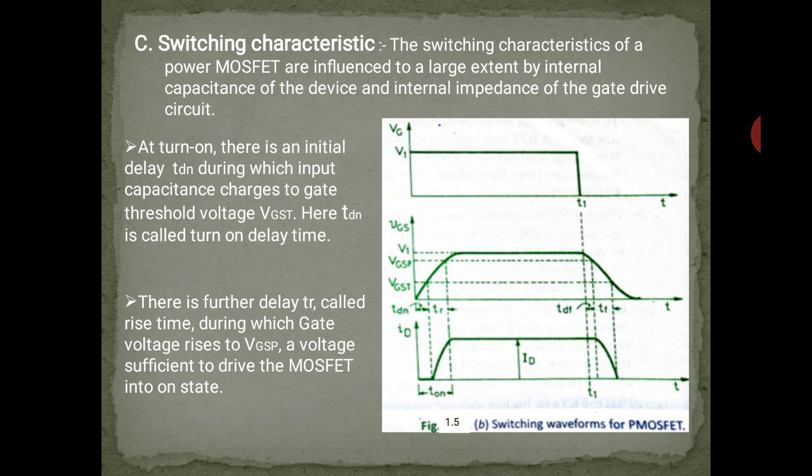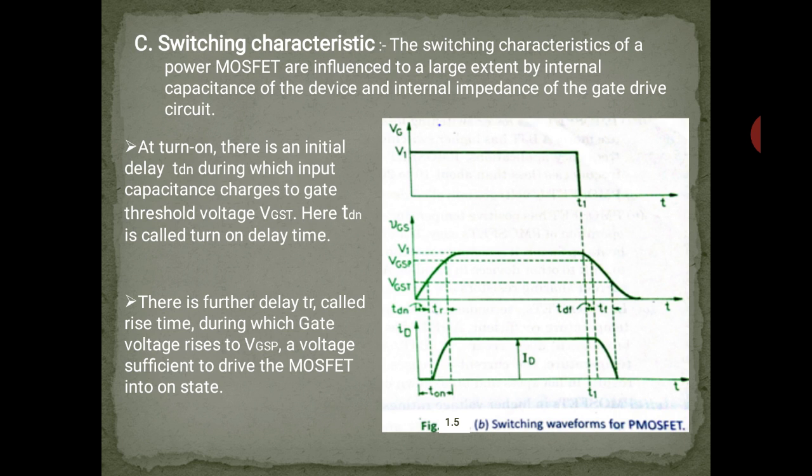There is further delay TR. TR is called rise time. There is further delay during which gate voltage rises to VGSP, a voltage sufficient to drive the MOSFET into on state. During TR, drain current rises from 0 to full on current ID. Total turn on time is T on equal to TDN plus TR. Turn on time can be reduced by using low impedance gate drive source.